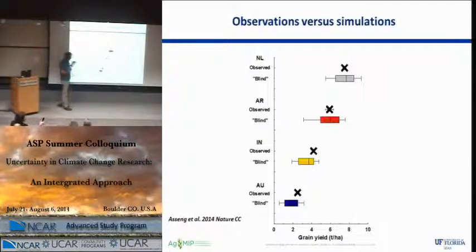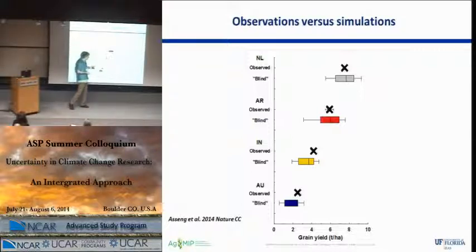Then under the blind test, where the modelers did not know the yield, we gave them some help with the phenology. We gave them all the initial conditions, the weather data, the soil characteristics. We asked them to simulate it, and then we looked afterwards at the simulation in relation to the observations.